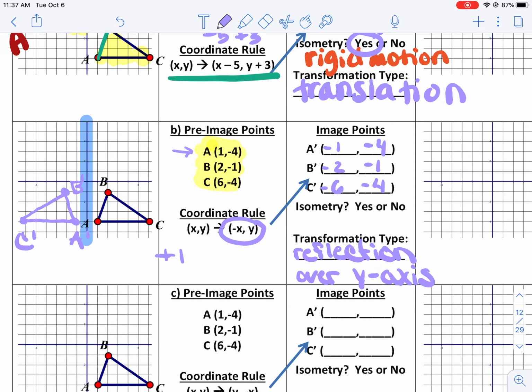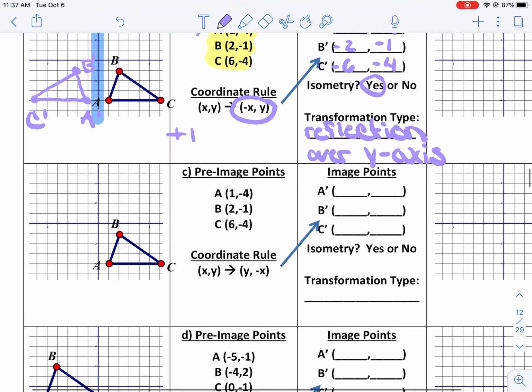And is this a rigid motion, or isometry? The answer is yes. Beautiful. All right, we're going to do 2 more with you guys, and then we're going to have you try a couple on your own.